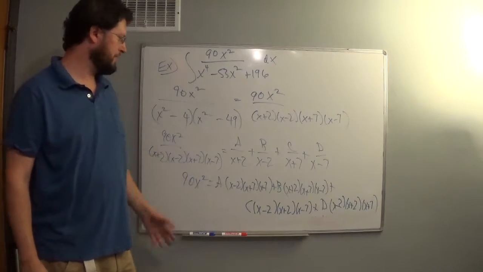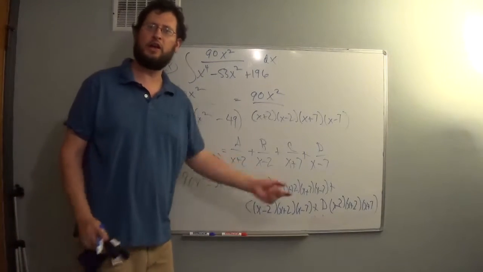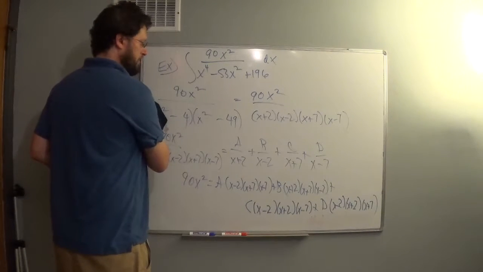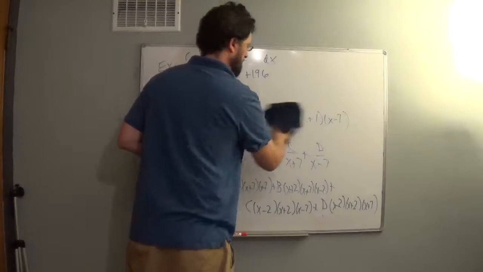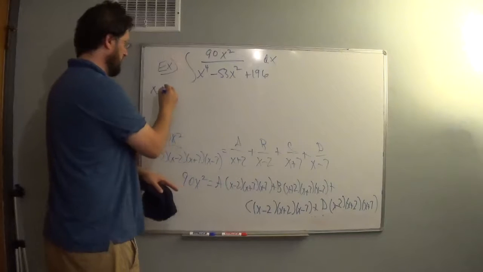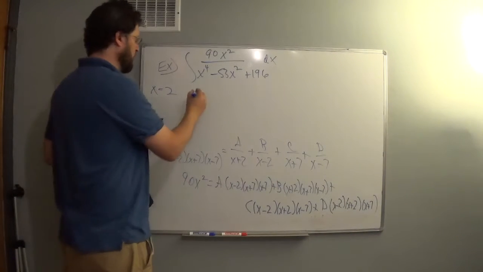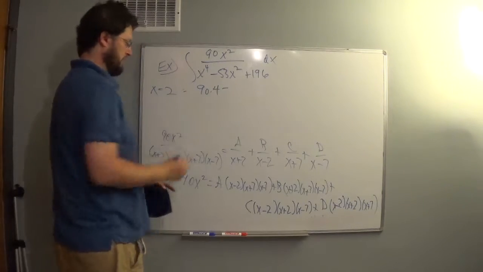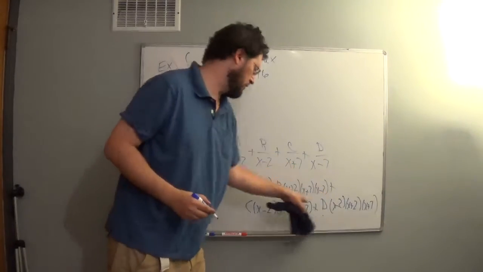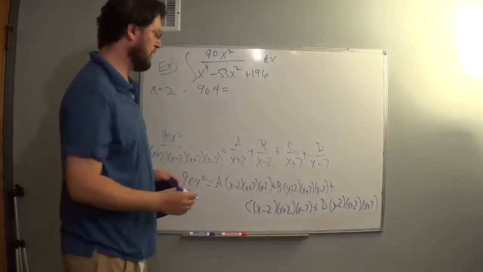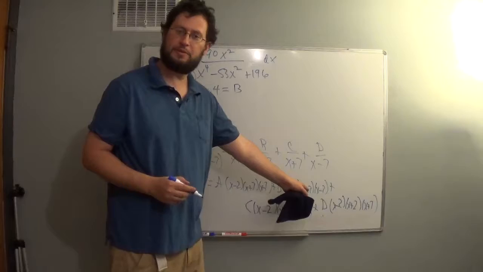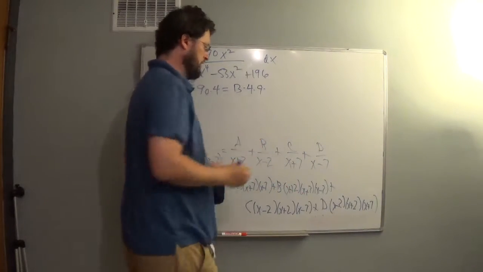It looks long and complicated, but it's actually fairly straightforward, since if we choose any of our favorite values of x, we'll actually get rid of everything except for one of our variables. So let me just do that right in here. If I let x equal 2, then I get 90 times 4. This goes away because I have an x minus 2. This one will not, but this one will, and this one will. So we're only going to have the B term. So 90 times 4 is equal to B, putting 2 in, gets 4 times 9 times negative 5.